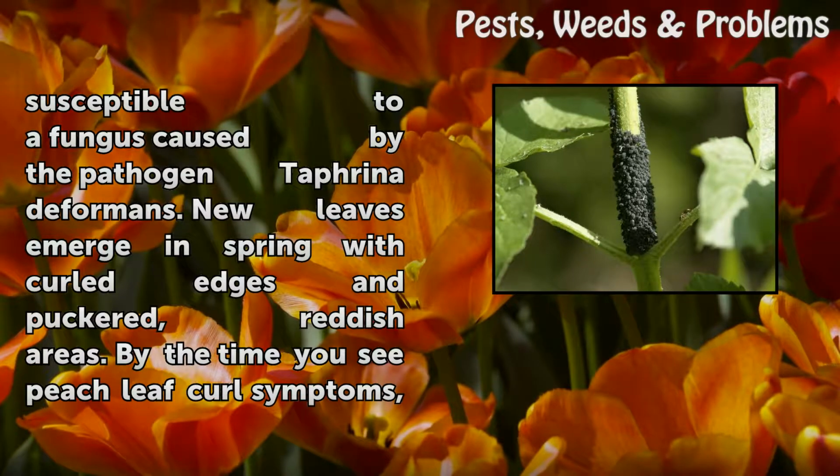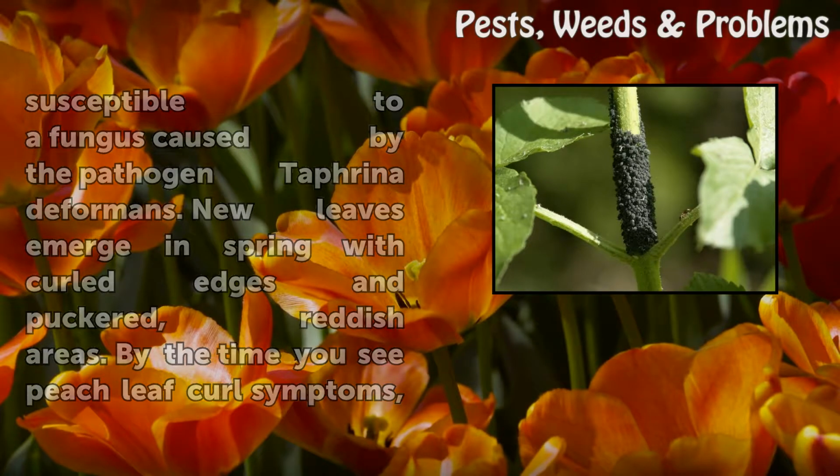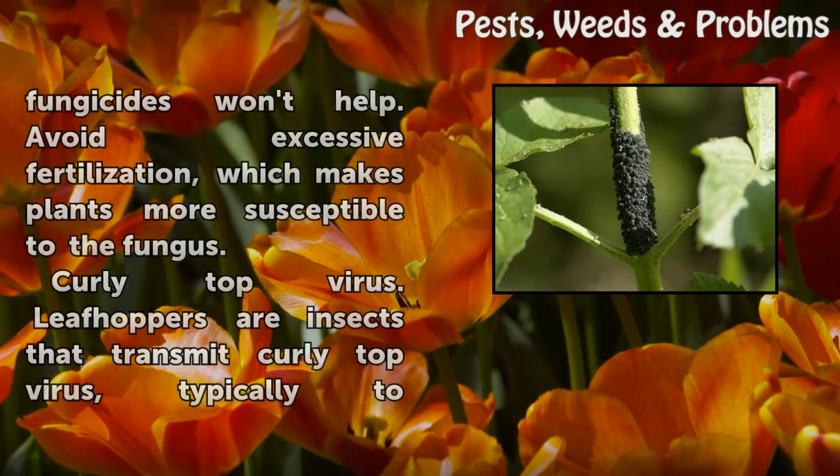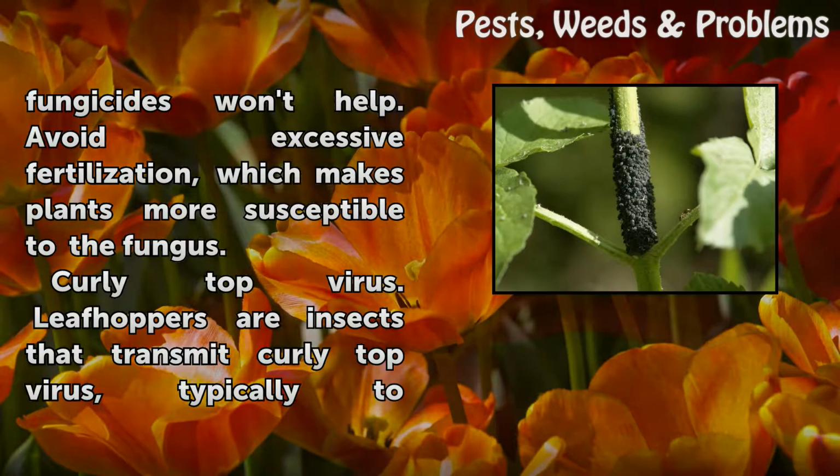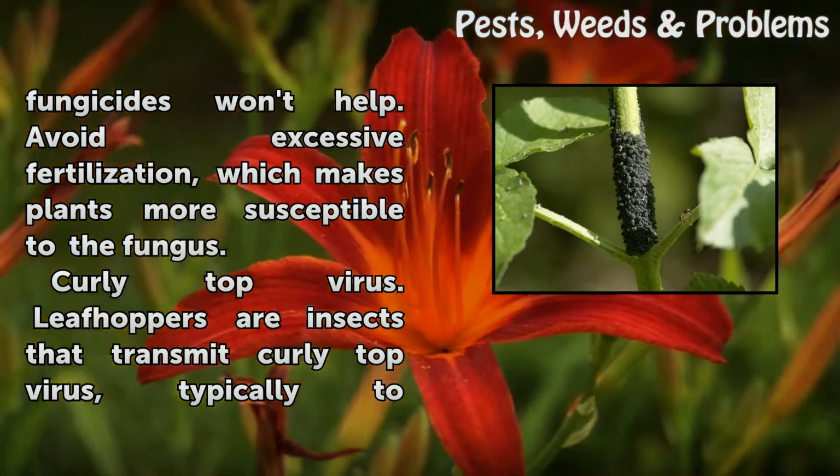New leaves emerge in spring with curled edges and puckered, reddish areas. By the time you see peach leaf curl symptoms, fungicides won't help. Avoid excessive fertilization, which makes plants more susceptible to the fungus.